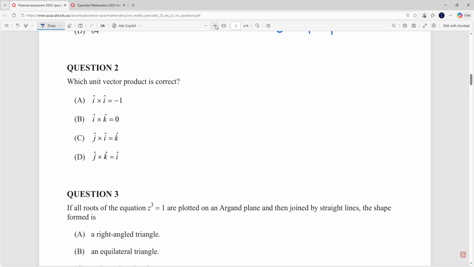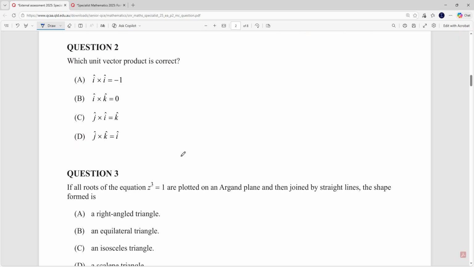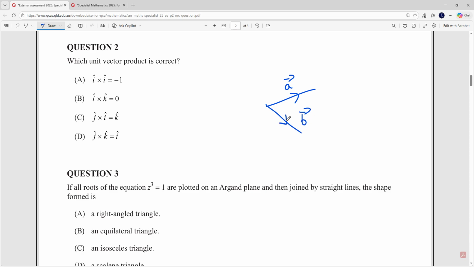Alright, question 2. Now this one here, I actually think is quite an unfair question because it doesn't get taught properly a lot. So, when it says which unit vector product is correct. Now this is to do with the cross product. So if you have two vectors, so if you have vector A and you have vector B, if you cross them, you'll get a vector perpendicular to it, okay? Now, if you cross them the opposite way, you get the opposite vector. So negative A crossed with B gives you the opposite direction vector.